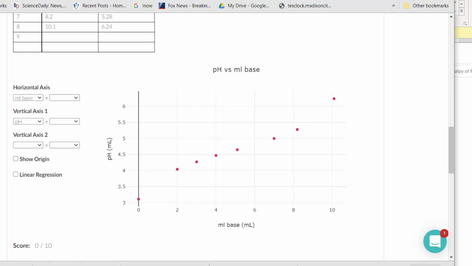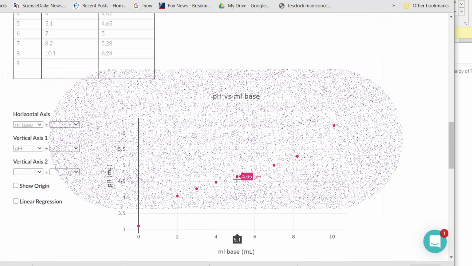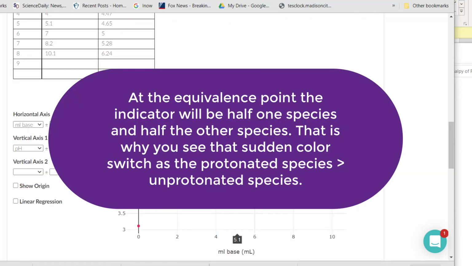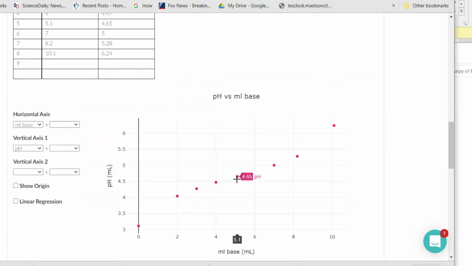You could also look up the pKa of the indicator itself. So you'd want to go up and look up the pKa of bromocresol green and the pKa of phenolphthalein. The pKa of the indicator needs to be very close to the pH at the equivalence point. So this is a good way for students to look at data and make some decisions.